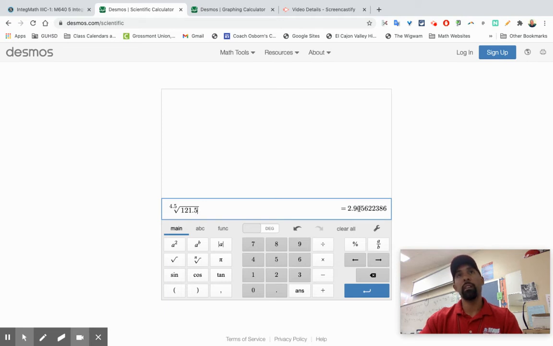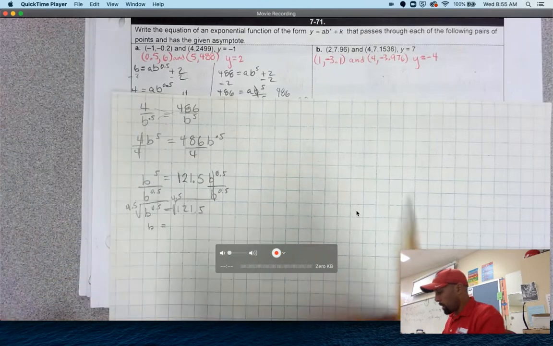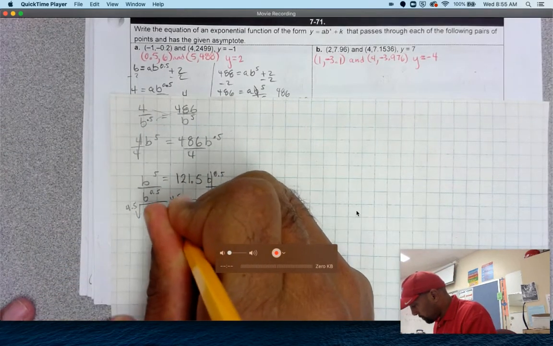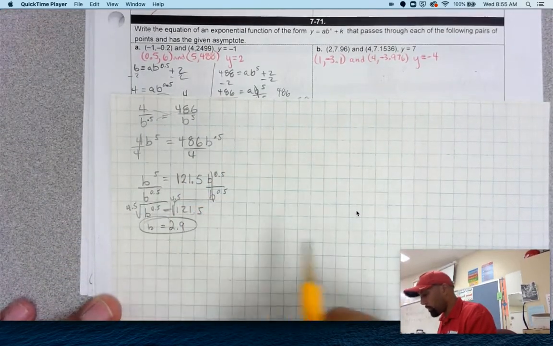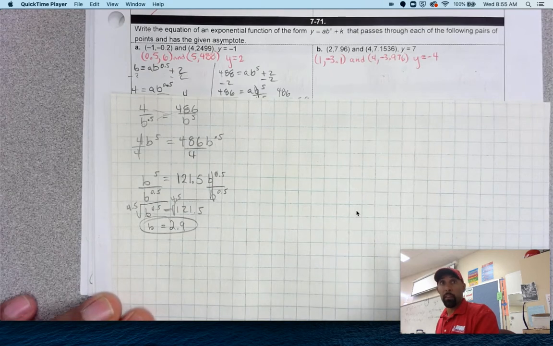2.905. Actually, no, this is just a b value. We'll go to the nearest tenth. So 2.9. All right. So b equals 2.9. Okay. There we go. So there's b. Now we got to find a.